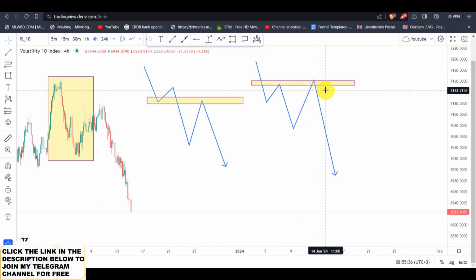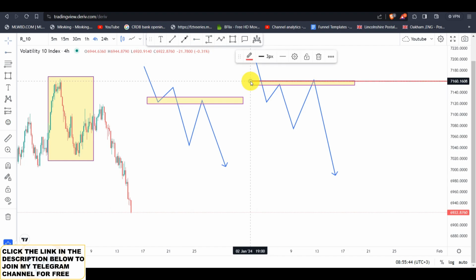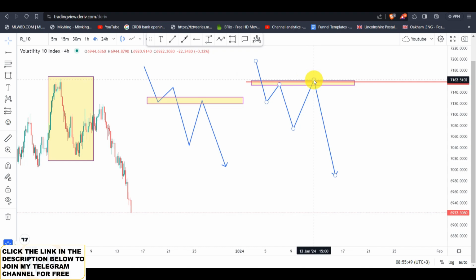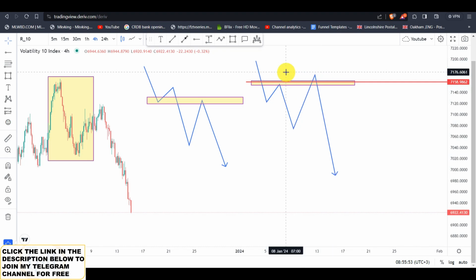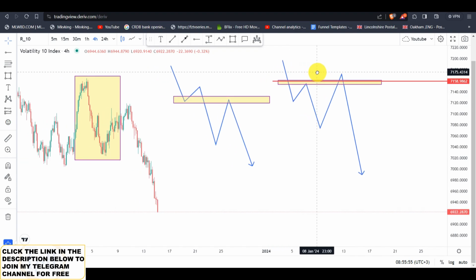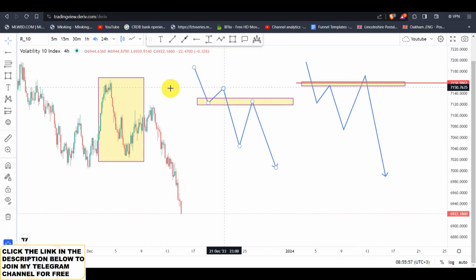But most of the times the market can do some kind of liquidity swaps, because if the market sees that a lot of volume of little traders are pressing their sell orders right here, what the market will do is some kind of manipulation by closing slightly above. Now in this video I'm going to show you and explain to you how you can avoid those kinds of manipulations.